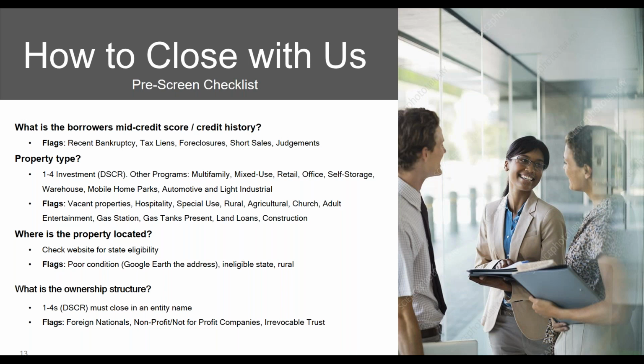So location is always going to matter. We encourage our originators to just use Google Earth, because seeing it yourself is super valuable. We have resources on our website, our eligible and ineligible states, and just how rural or not the property is. Those are the big ticket items that we're looking for.